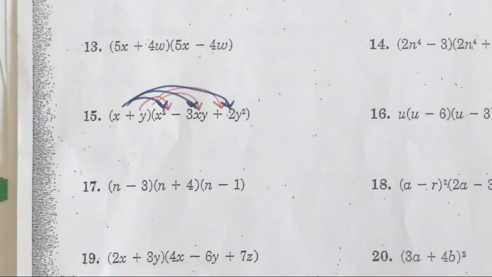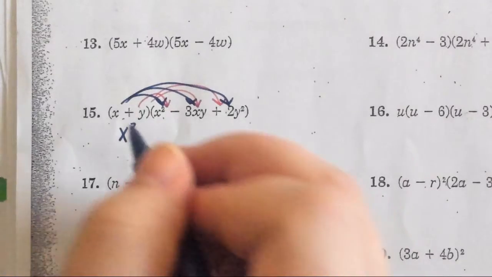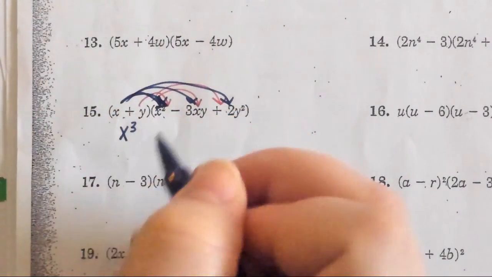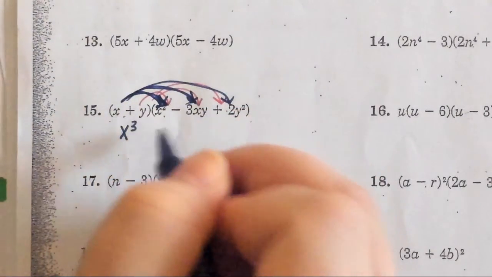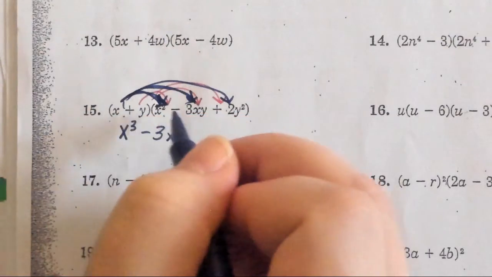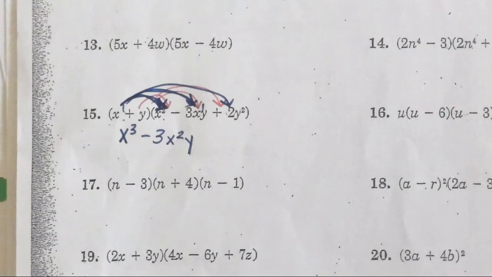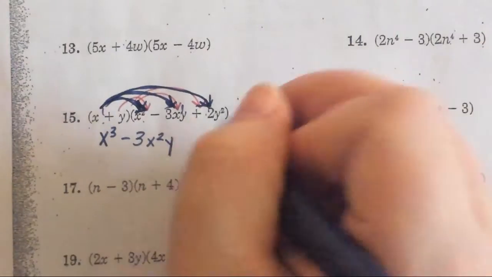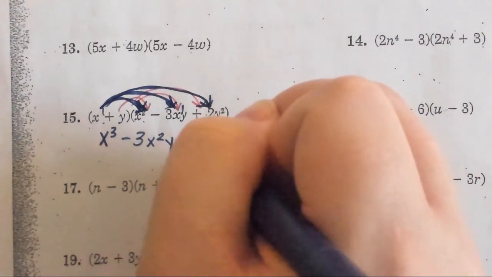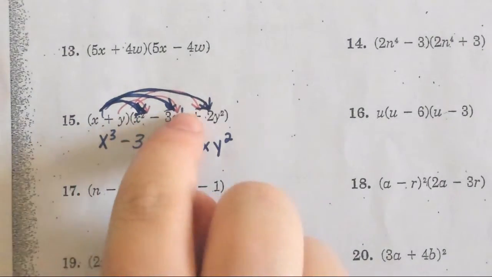We've done some like these before, but it was before Christmas, so I'm going to do this one to remind you. X times X squared, I add my exponents, I get X to the 3rd for the first one. X times negative 3xy, I get negative 3x squared y. And for the last one, x times 2y squared, I get 2xy squared. Is everyone cool with the distribution of the x to every single person?